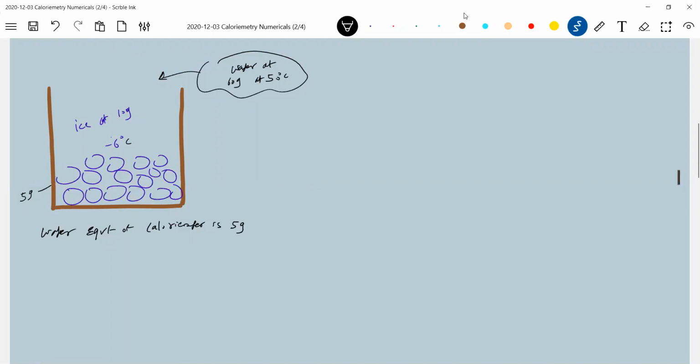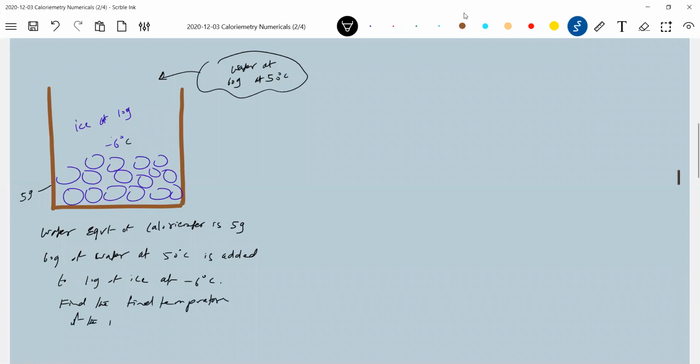Okay, 60 gram of water at 50 degrees Celsius is added to 10 gram of ice at minus 6 degrees Celsius. Find the final temperature of the mixture.